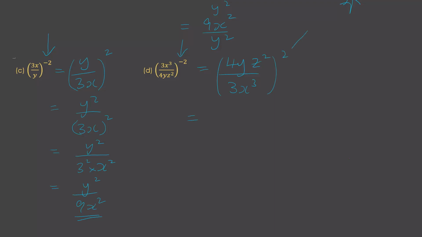Now let's just think that squared applies to everything inside. So the 4, when we square that, we're going to get 16. The y, when we square it, is going to be y squared. We've got to square the z squared. The power of a power law tells us we get z to the power 4. On the bottom, the 3 needs to be squared. That's 9. And then the x cubed needs to be squared. Power of a power law again gives us x to the power 6.